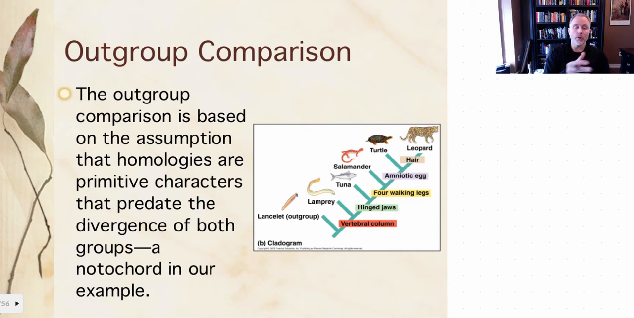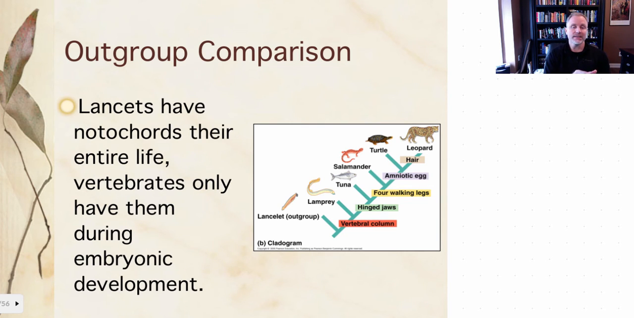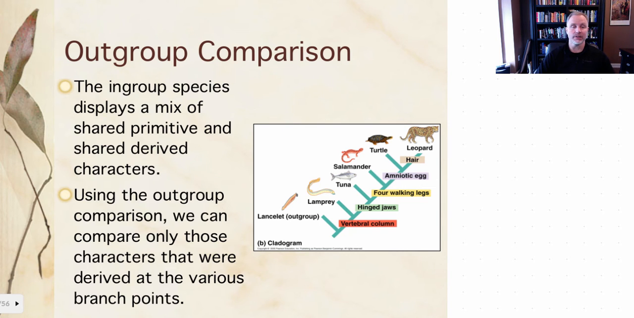Okay, and the notochord is the example in our example here, because lancets, as we said, have notochords for their entire life, and the vertebrates that we're talking about, the lamprey, tuna, salamander, turtle, and leopards, all have a notochord during embryonic development. So somewhere along the way, they have some relatedness to one another, but that lancet is different enough that we're going to consider it the outgroup.